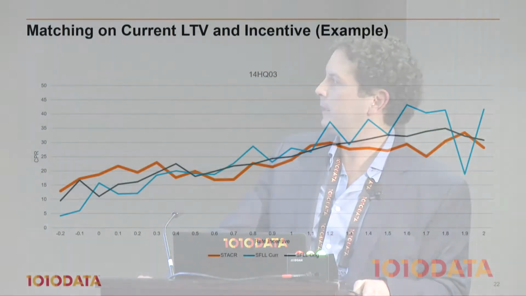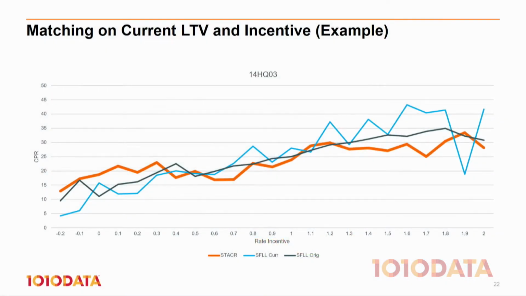And here is the same thing. This is against the current rate incentive. So here is the rate incentive for loans that are 18 to 36 months old. So yeah, again, it's not exactly clear which one is better. I mean, probably from this chart, only using the origination variables looks better. But that's something that can also be used for doing this kind of analysis.